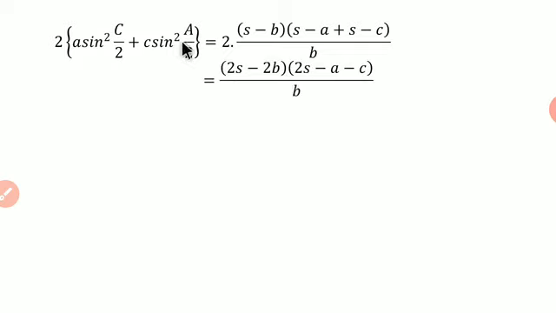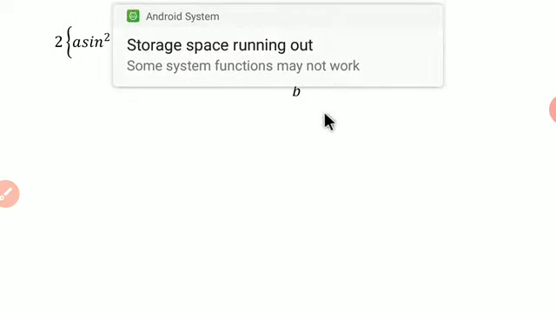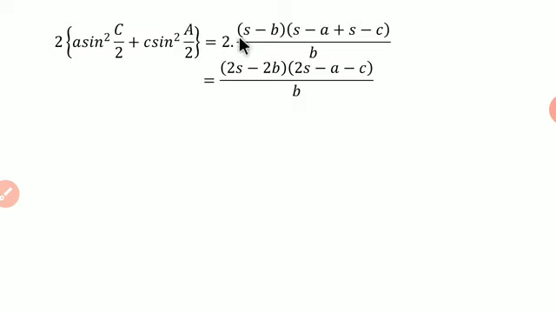So 2 multiplied by (a sin square C upon 2 plus c sin square A upon 2) is equal to 2 times (s minus b) into ((s minus a) plus (s minus c)) divided by b. Now see here what we get. If we multiply by these 2 here inside the bracket, we get (2s minus 2b). Now s plus s is 2s, minus a minus c, whole divided by b.